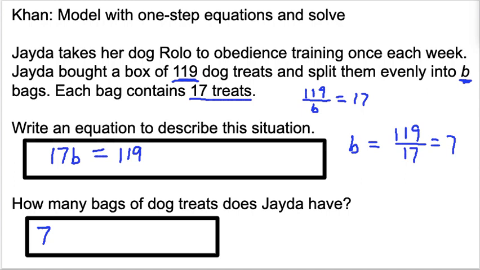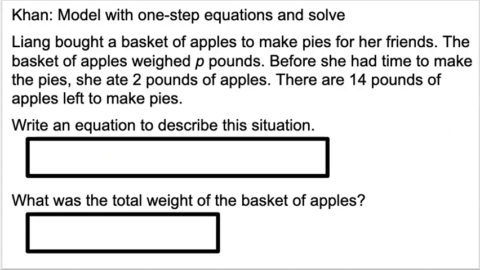Let's go ahead and look at another one here. Okay, so on this one, Ling bought a basket of apples to make pies for her friends. The basket of apples weighed P pounds, so P is the variable they're going to use, okay? Before she had time to make pies, she ate 2 pounds of apples, and there were 14 pounds of apples left. So 14 pounds left.